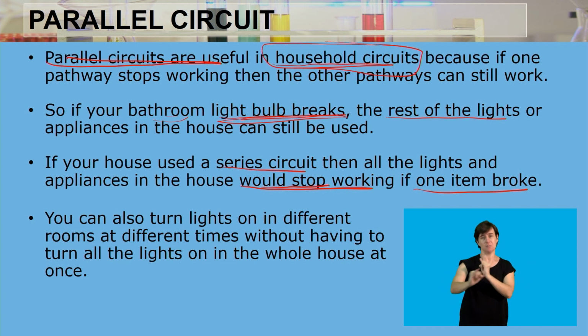Because if one pathway for the current is broken, the current can decide to use a different pathway, because there is going to be another pathway allowing the current to move from one point to the other.